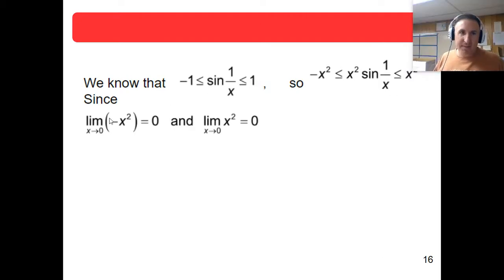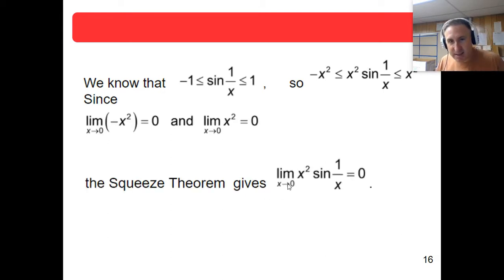That is just from algebra. And we know that the limit of negative x squared and the limit of x squared both approach zero as x approaches zero. So then the squeeze theorem tells us that the limit of this function that we didn't know anything about must also equal zero. Okay?